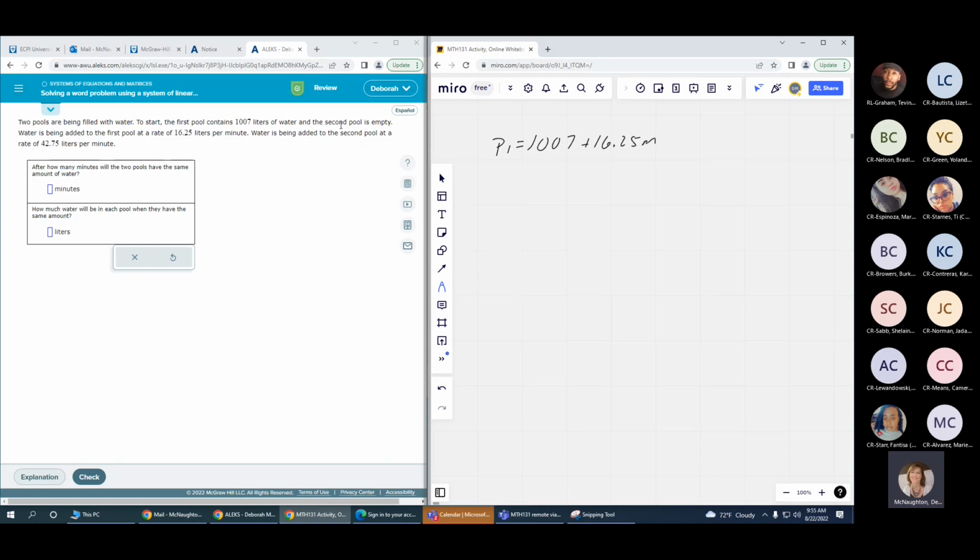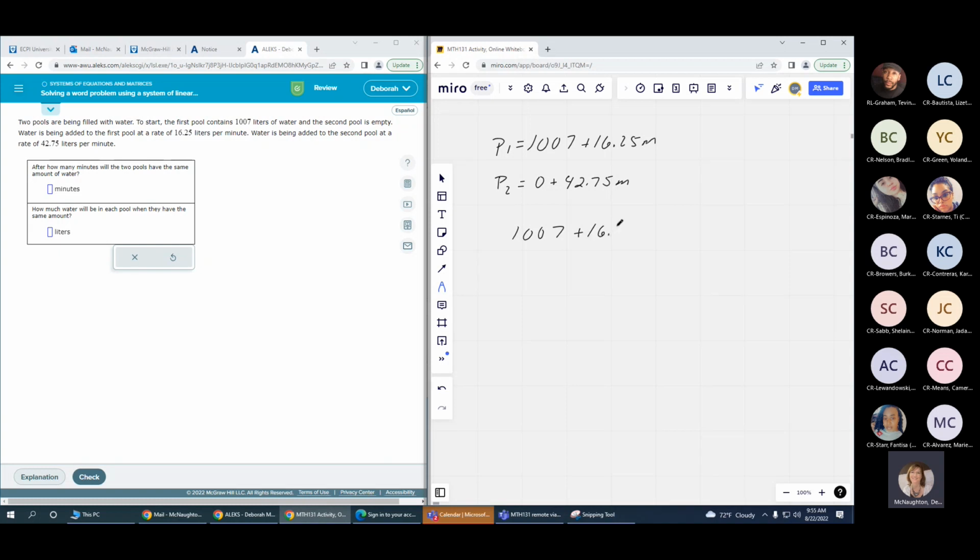And the second pool is empty. So P2 is empty. So basically it's 0 plus the rate that we're adding it, 42.75 per minute. So this one starts empty. After 1 minute, it has 42.75 liters. After 2 minutes, it has 42.75 times 2, and so on. And then again, they want to know when will the 2 pools have the same amount? So when does P1 equal P2? We're just going to set those equal to each other.